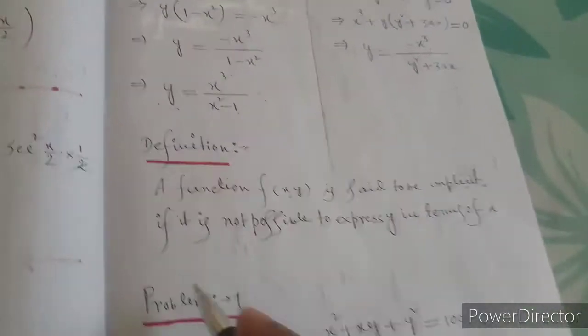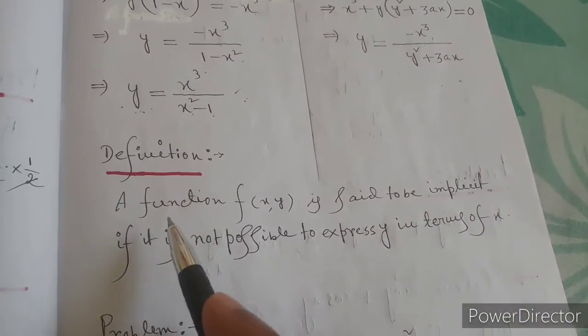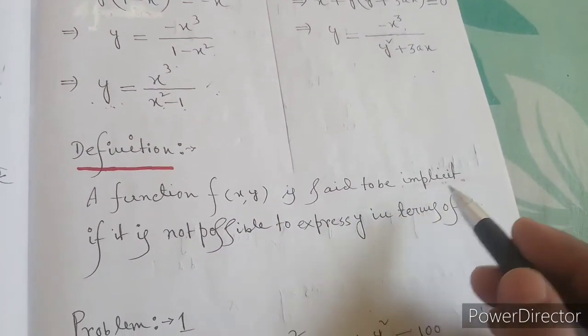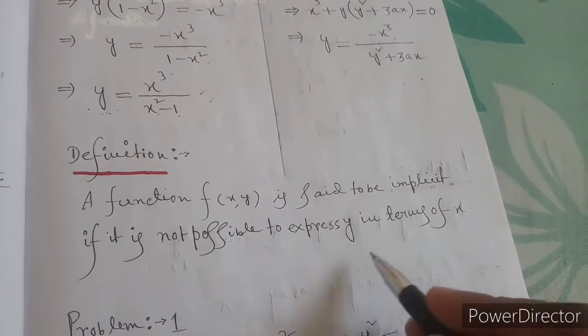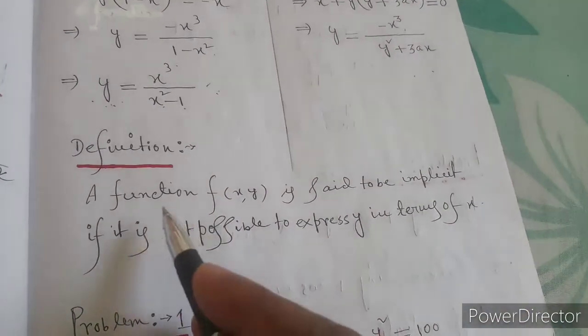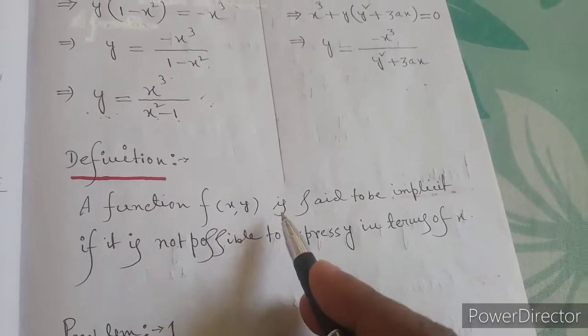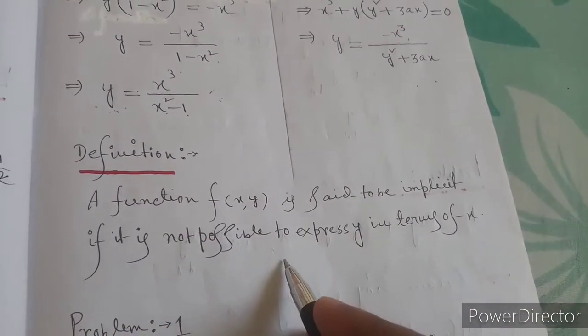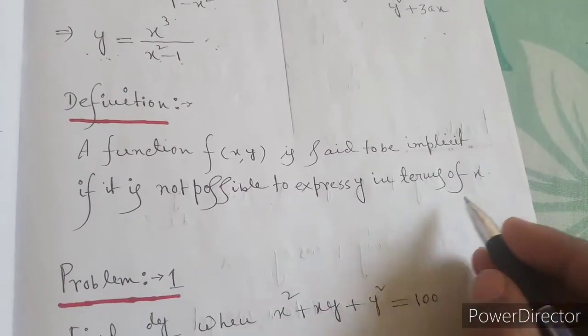So now, the definition of an implicit function. A function f of x comma y is said to be implicit if it is not possible to express y in terms of x. Again, repeating: a function f of x, y is said to be implicit if it is not possible to express y in terms of x.